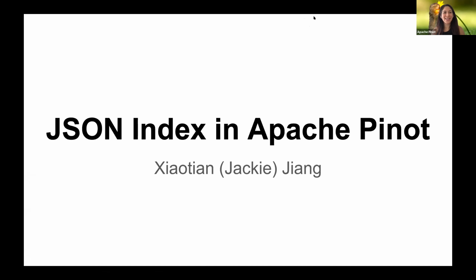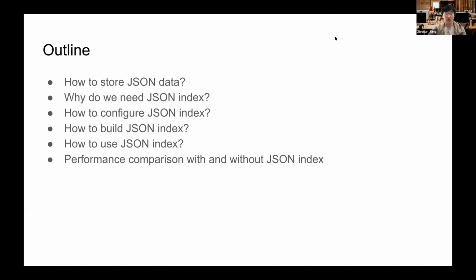So today I'll discuss a recent feature added to Apache Pinot, the JSON index. I'll first discuss how we store JSON data inside Pinot, and then why we need a JSON index. Then, as a user, how do I configure the JSON index, and internally, how do we build and use it? In the end, I'll show some numbers comparing performance with and without the JSON index.